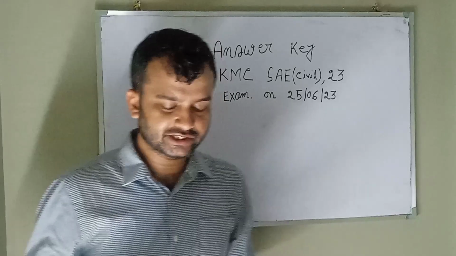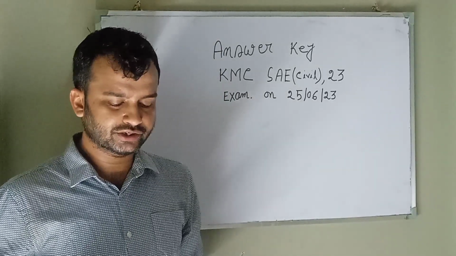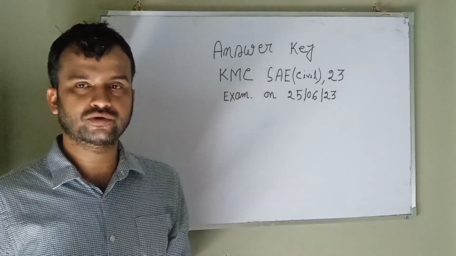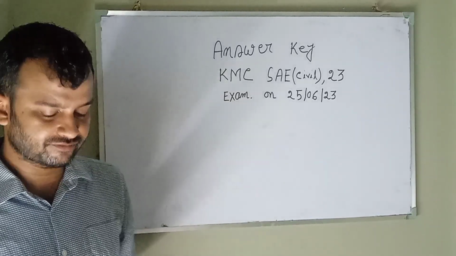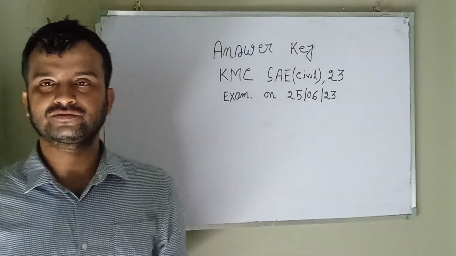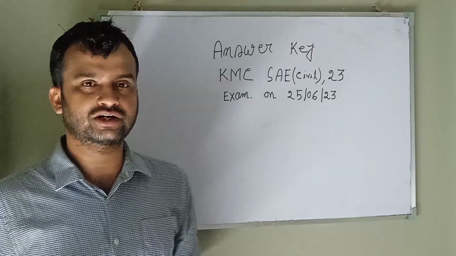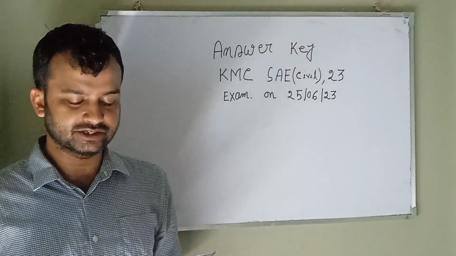Next question number 37. Determining points of strategic importance are called: option A, traverse surveying, option B, topographic surveying, option C, military surveying, option D, city surveying. When you are determining the point of strategic importance, the surveying will be known as military surveying. So the correct answer is option C, military surveying.